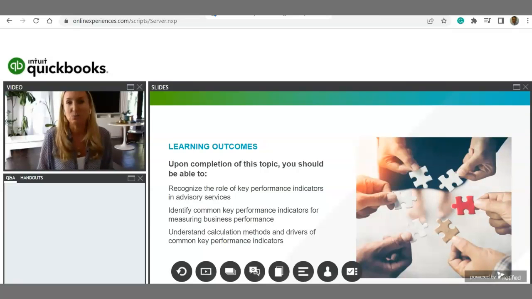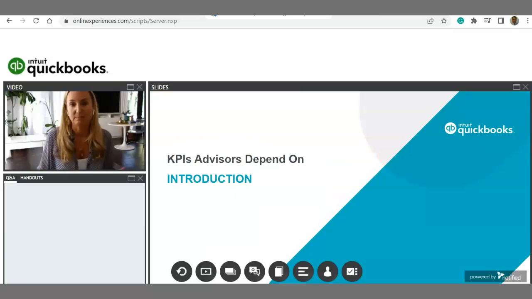We're going to talk about the role of KPIs in advisory work. We're going to talk about a lot of common KPIs. So if you're just getting into this work of doing KPIs, then we're going to give you some of the basics to start with so you can be off and running with that, and how to calculate them.